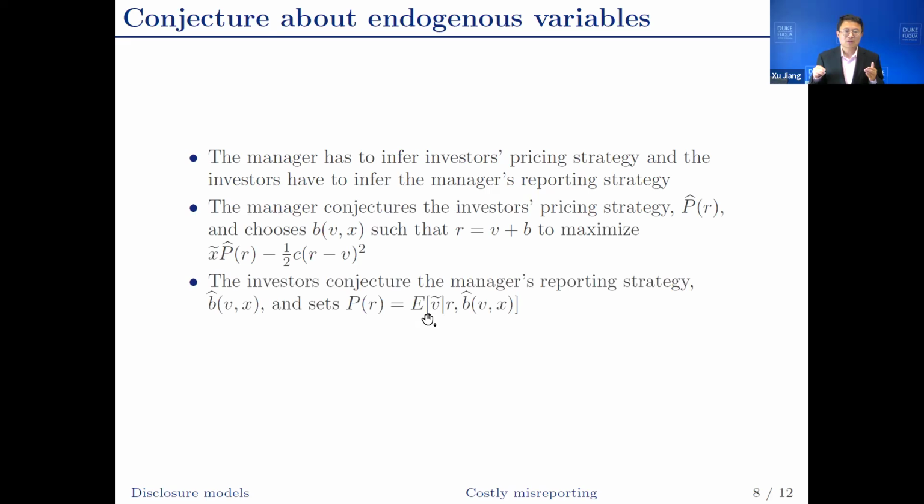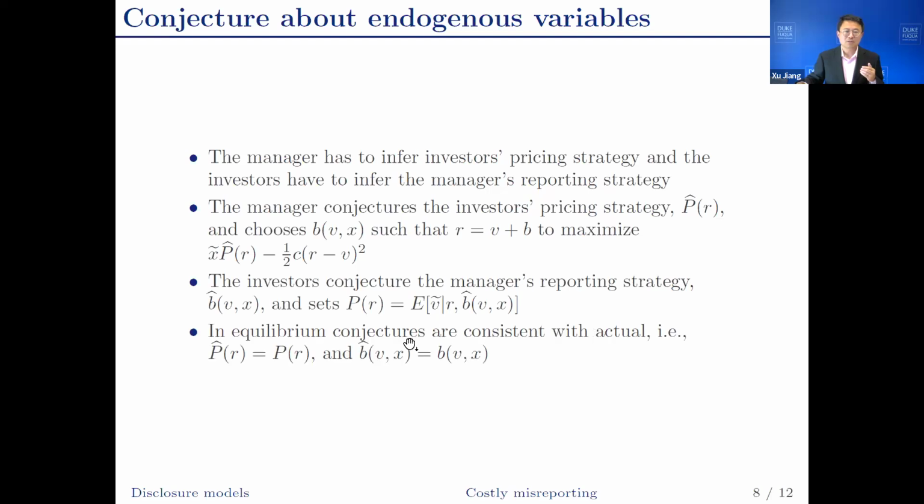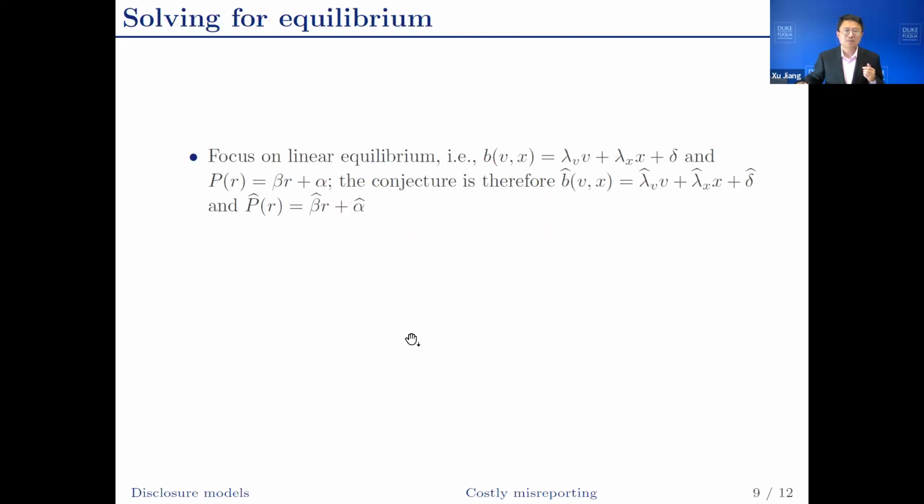The investors are going to form a conjecture about the manager's misreporting strategy. They are going to set a price equal to the expected value of v, conditional on the report and conditional on the conjecture of the manager's misreporting strategy. In equilibrium, of course, the conjectures have to be consistent with the actual. So now let's solve for the equilibrium.